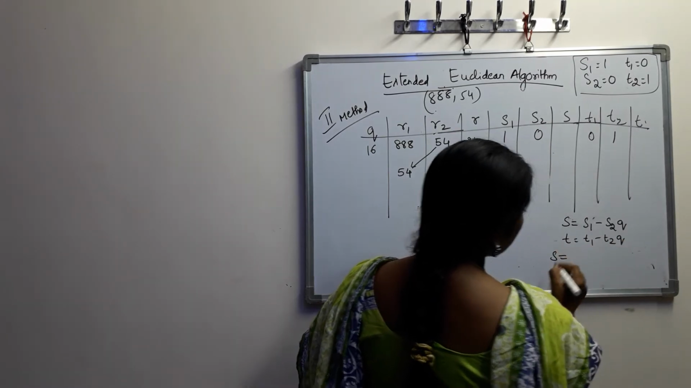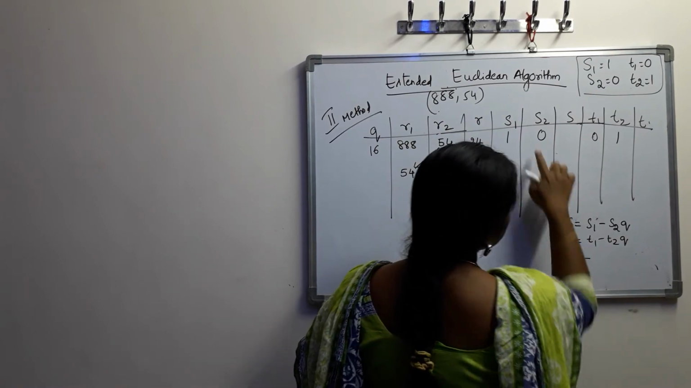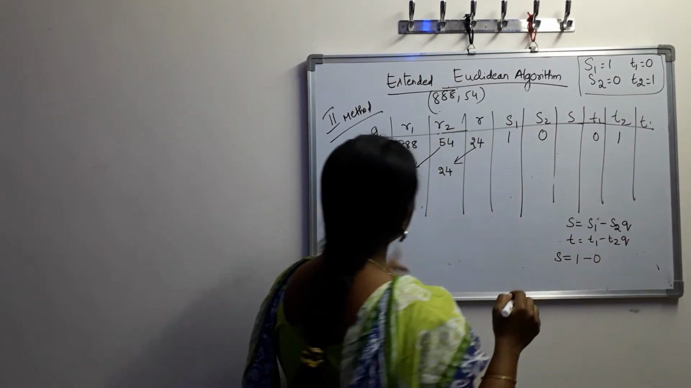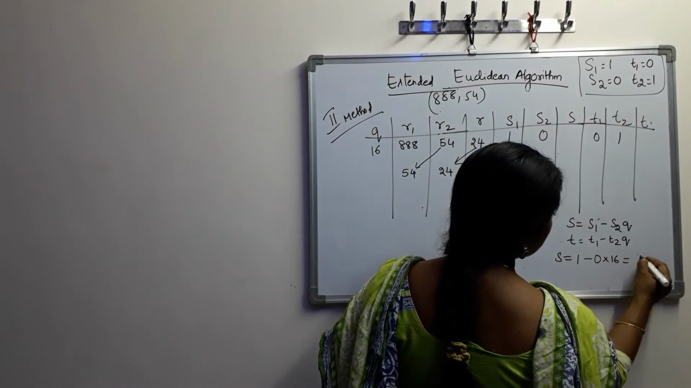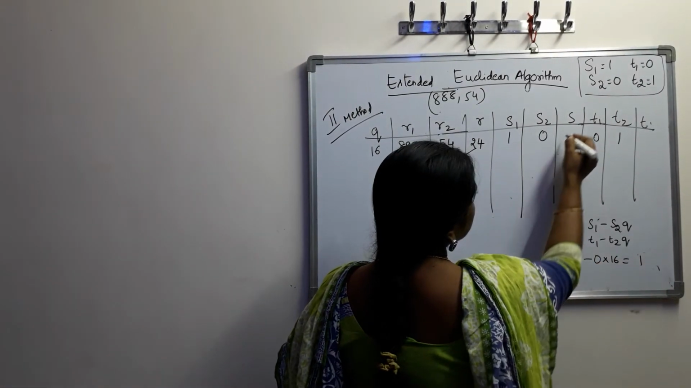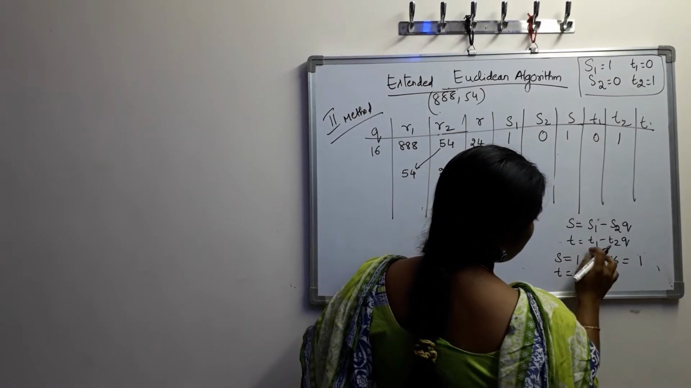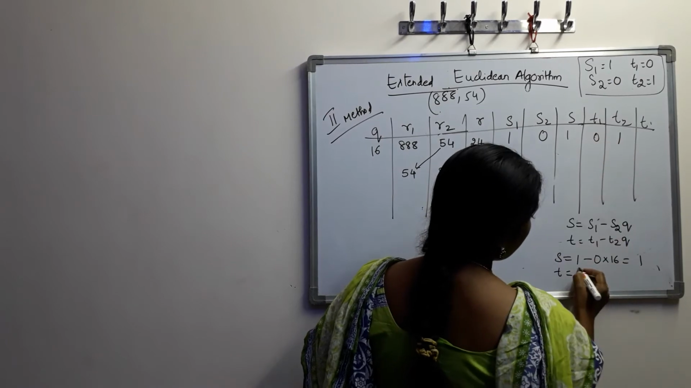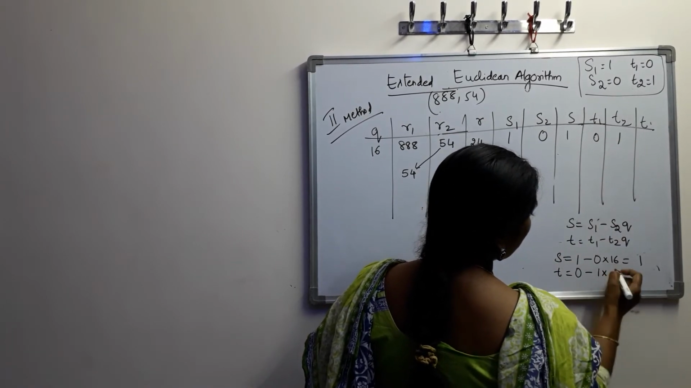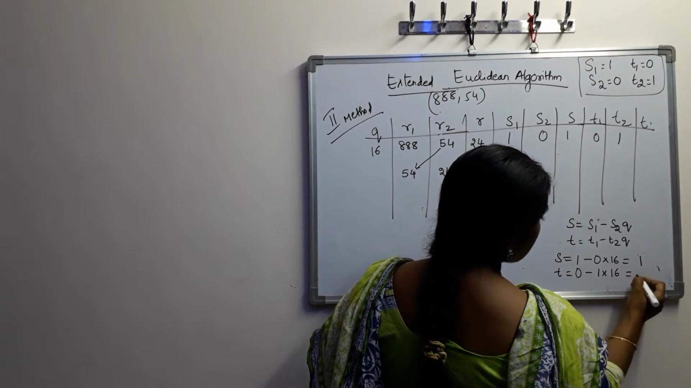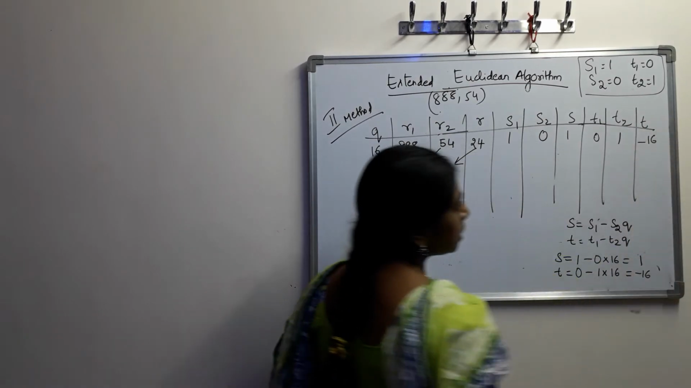So solve the S values. S is equal to S1. What is the S1 value? 1. What is the S2 value? 0. Into Q value. Q is equal to 16. So 16 times 0, which leads to 1. So S value is 1 over here. Then T value. T value is T1. What is the value of T1? 0. What is the T2 value? 1. Into what is the quotient value? 16. That is nothing but minus 16. So you are going to get the T value as minus 16.